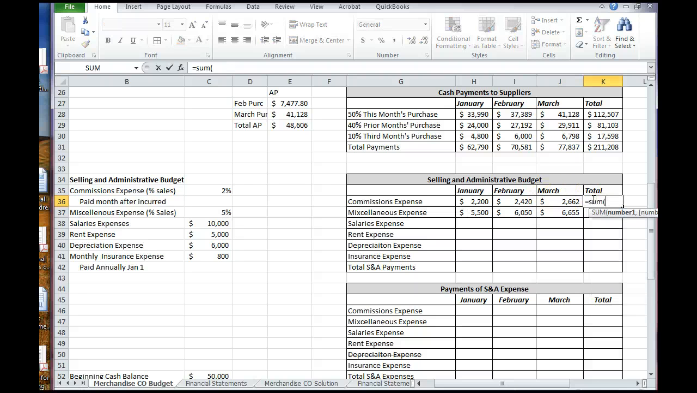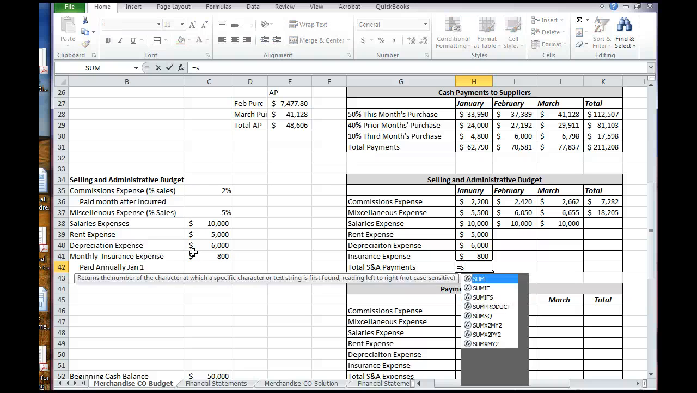It also makes sense to sum these because what people are going to ask you is, what were your commissions paid or incurred for the quarter? And that would be a sum. All right, salary expense, $10,000. Fixed cost. So you could just do this. And rent expense is going to be the same way. Depreciation expense, same way. And your insurance expense.